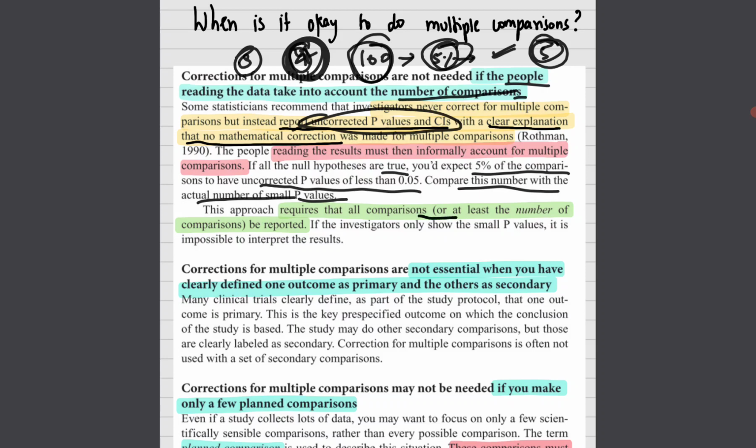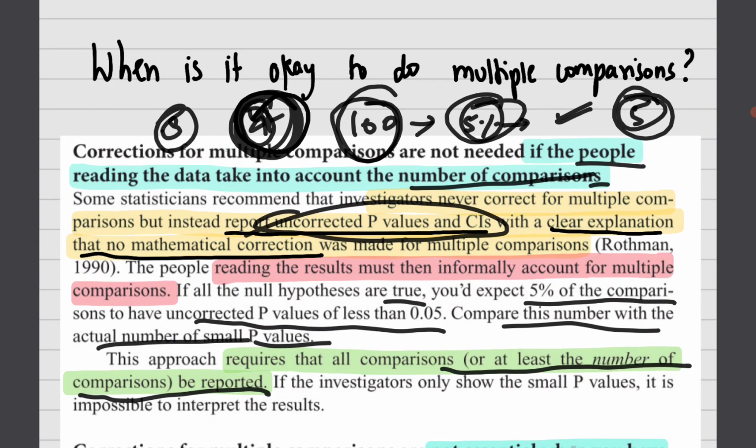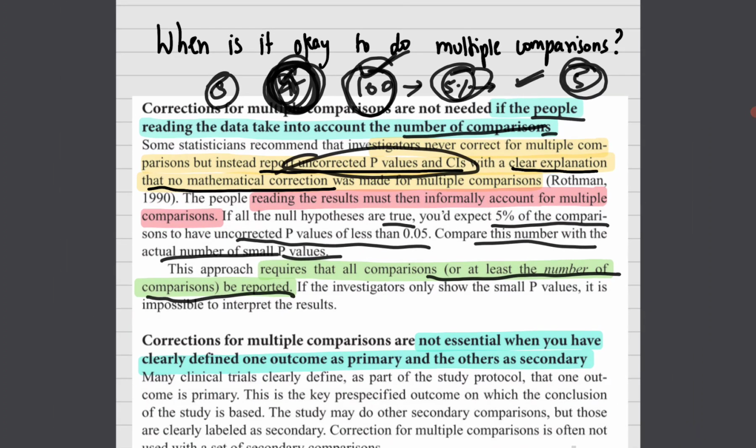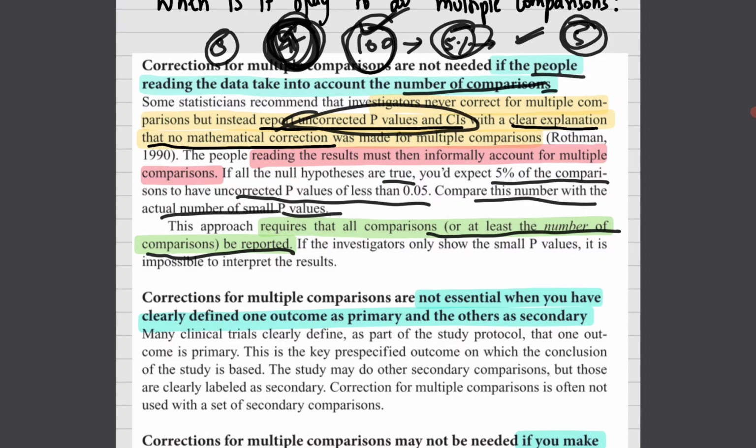But this approach requires that all the comparisons, or at least the number of comparisons, have to be reported. So this requires that in the manuscript you report how many comparisons you made, or the investigators made. They cannot report just the 4, let's say they got 4 comparisons as significant. It would be unethical to report only those 4 comparisons. They will have to report that they actually did 100 comparisons, and out of those 100 comparisons, 4 came out to be significant. So it requires that the authors report the total number of comparisons they performed, not just how many they got as significant.